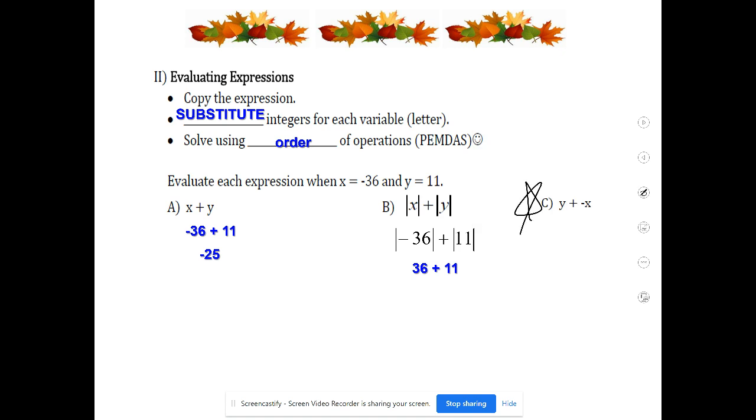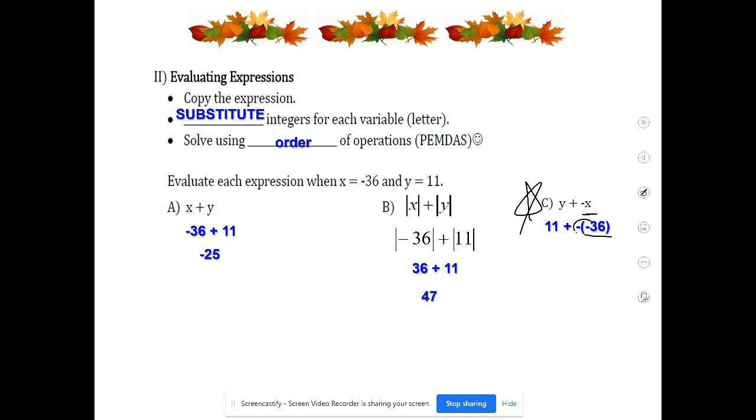We want to star that because of this piece right here, the y plus a negative x. So when we substitute in y is 11, I'm sorry, I forgot to put 47 up. y is 11, and then I have a negative x, and x is negative 36. So I use parentheses when I substitute here. So I have 11 plus a negative negative 36.